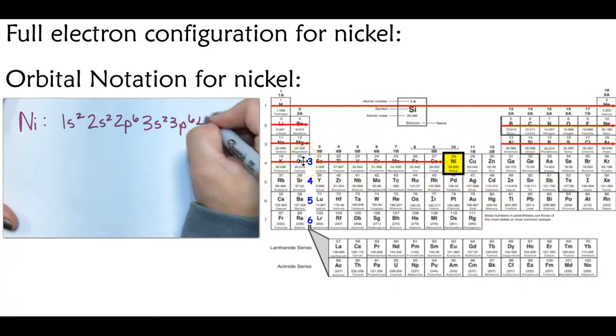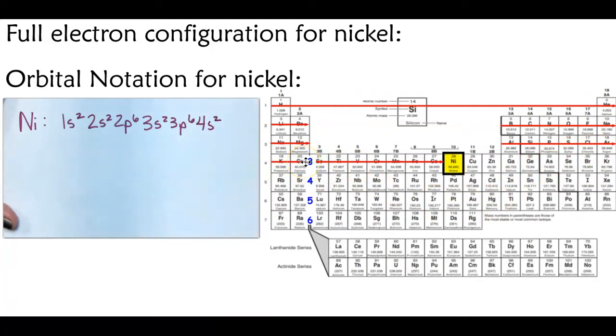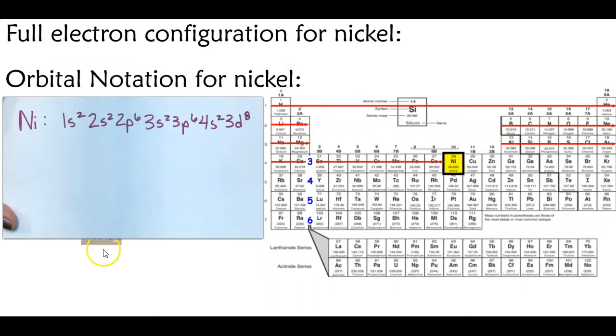Let me write that. And then something happens when we get to the D block. It's the row number minus 1. So this is going to be 3d, 1, 2, 3, 4, 5, 6, 7, 8. So it's going to end on 3d8. Now let's write the orbital notation for nickel.